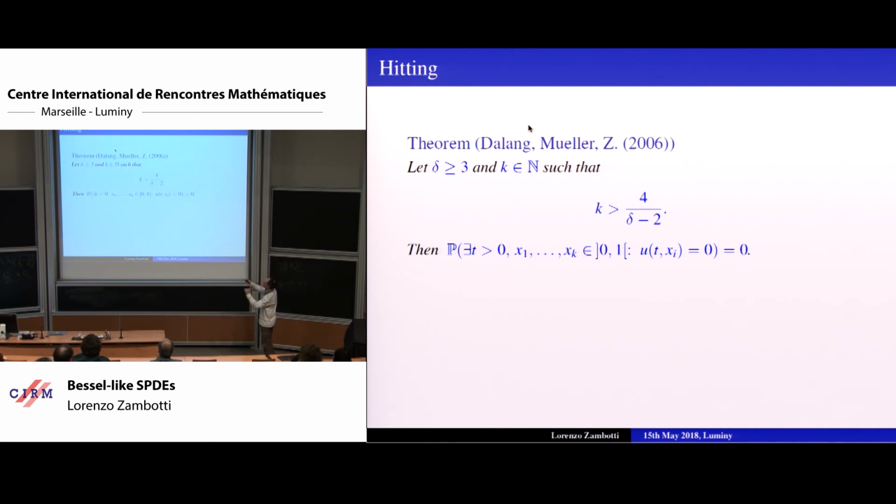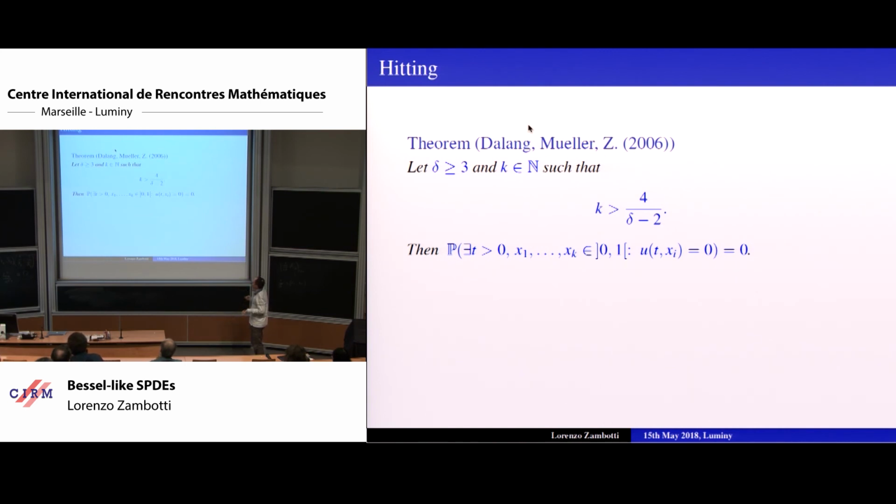And when delta grows, you see that this decreases. This becomes less than 1 when delta is equal to 6. So from 6 on, there is no hitting. Okay, there is a transition from 4 to 3 to 2 to 1 to 0. But this is when delta increases. So what happens when delta decreases?